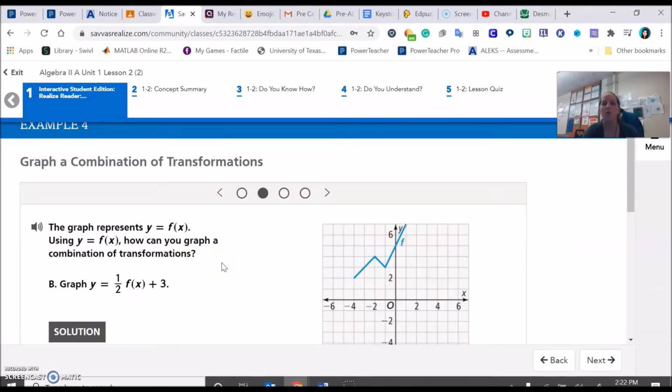The graph represents y = f(x). So here's my graph. Using y = f(x), how can you graph a combination of transformations? I want to graph y = 1/2 f(x) + 3. The first thing I want to do is move it either vertically or horizontally, and then I want to either stretch or compress it. The plus 3 tells me that I'm going to move it.